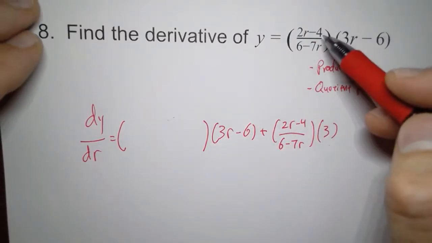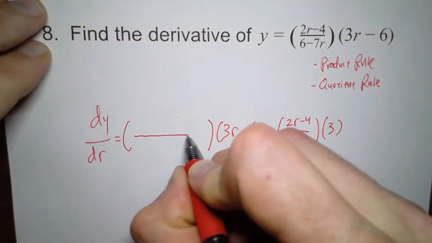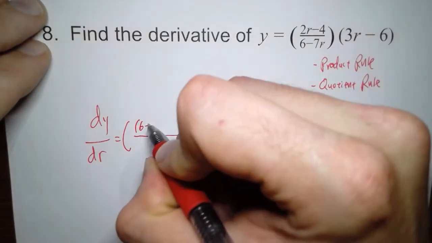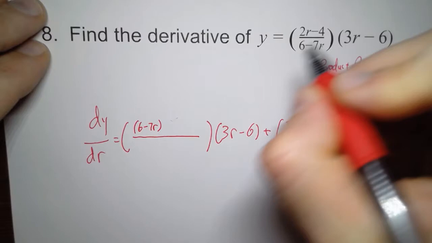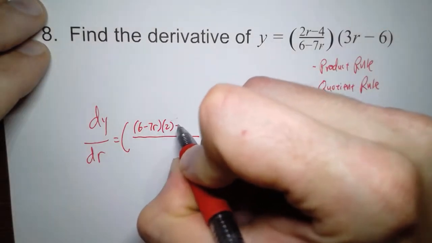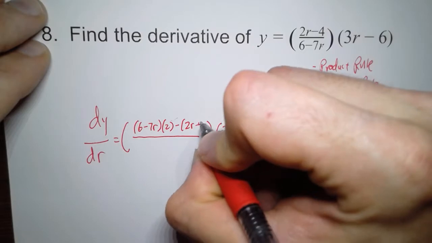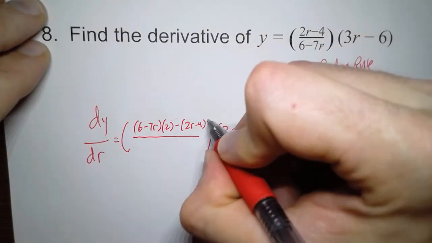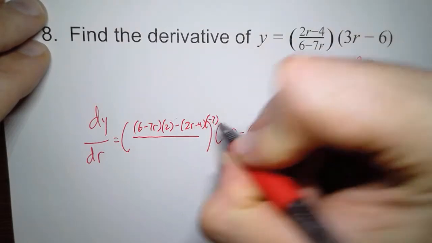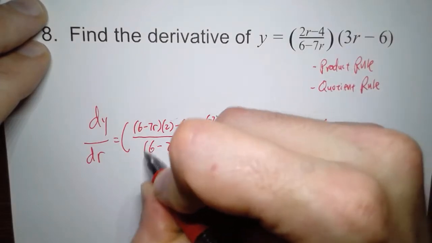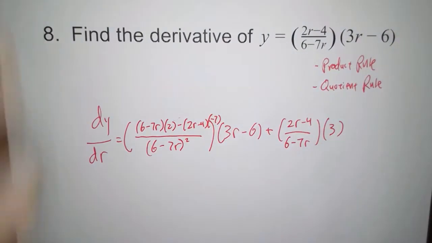Now this is going to call for quotient rule. So, low d high, so 6 minus 7r times the derivative of the top, which is 2, minus high d low, which is 2r minus 4 times negative 7, all over 6 minus 7r, and that quantity is squared.